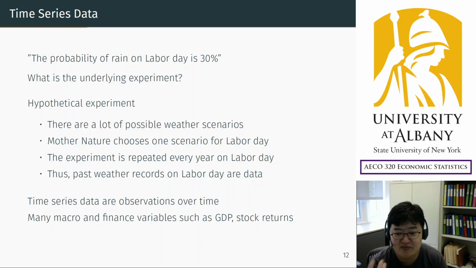Right, a similar idea can be applied to any time series data. For example, we may be interested in the probability of a stock market crash next year, or the probability of a recession next quarter, something like that. Then we need to define probability, and there is no problem in understanding the probability in this way.